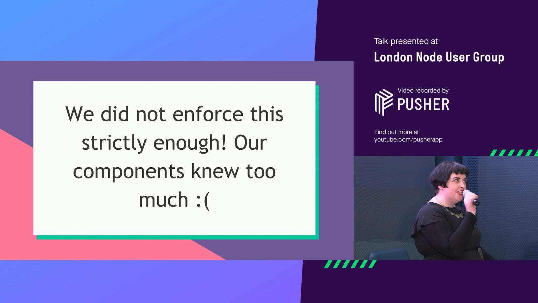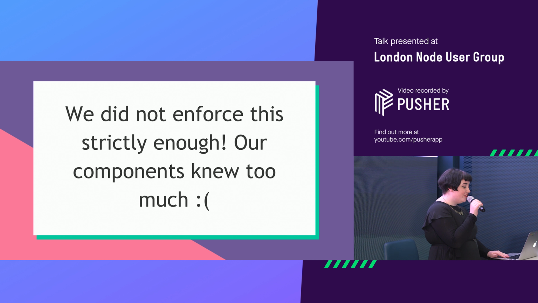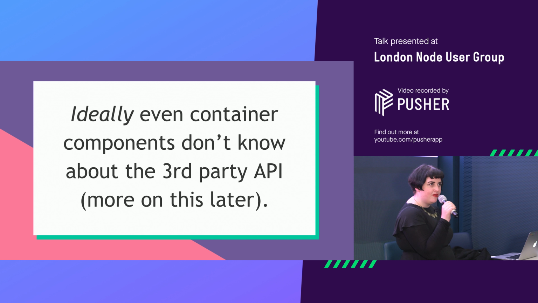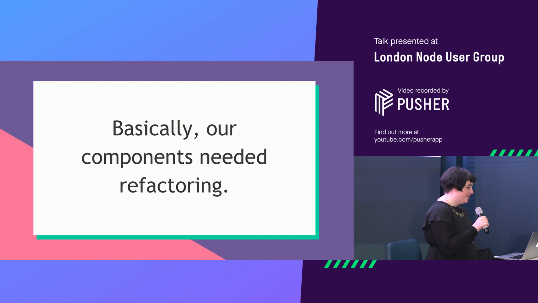This is a great pattern, but unfortunately, we did not enforce this strictly enough in our code base. And a lot of our components knew way too much about the API and what was going on. In an ideal world, even our container components would not know about the third-party API. More on this later. Basically, our components needed a lot of refactoring.